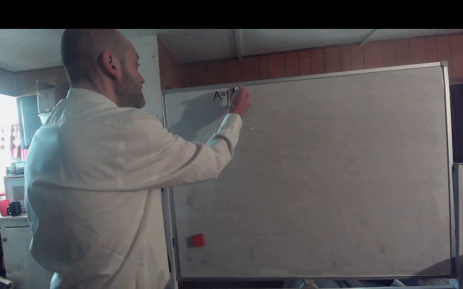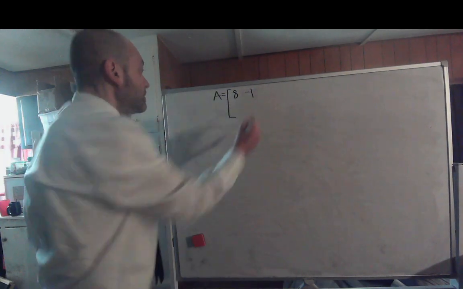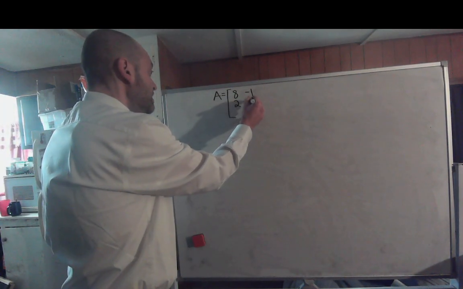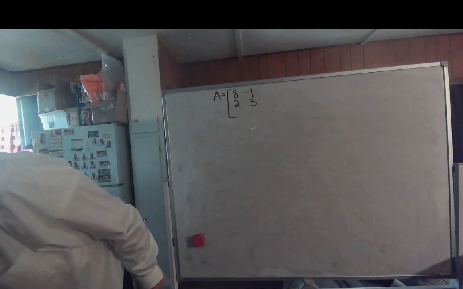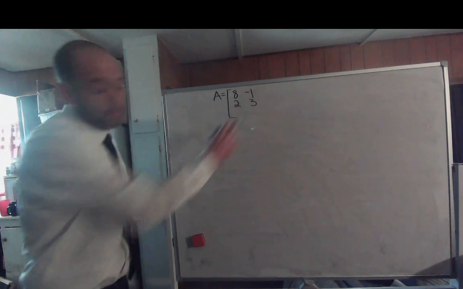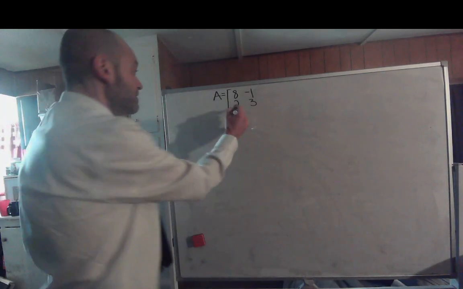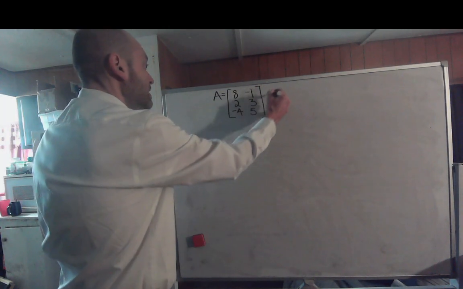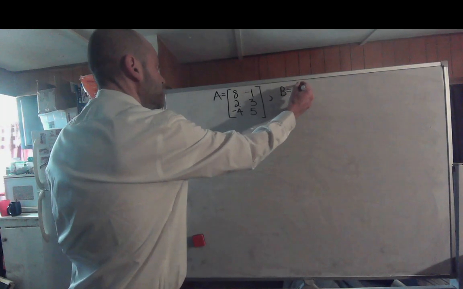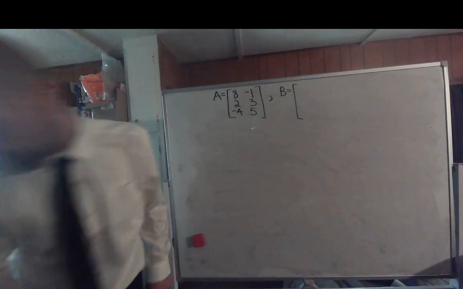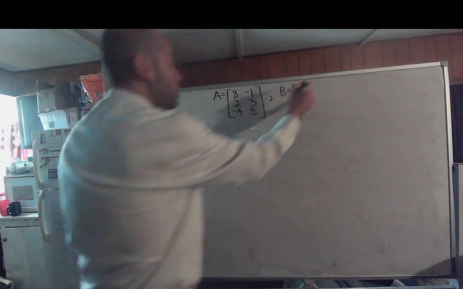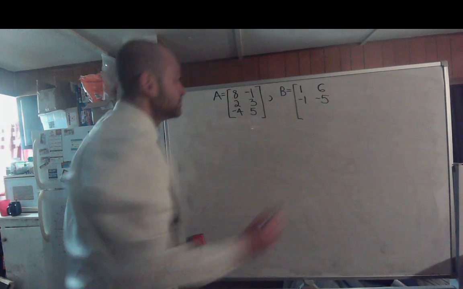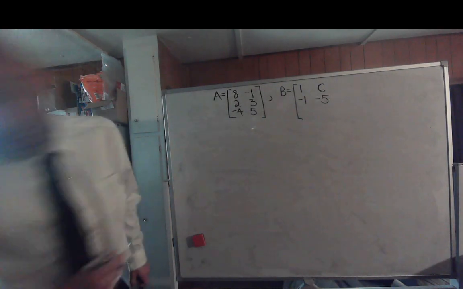This will be 8, -1, 2, positive 3, and then negative 4, 5. And then you have some matrix B with the same dimensions. You have 1, 6, negative 1, negative 5, 1, 10.